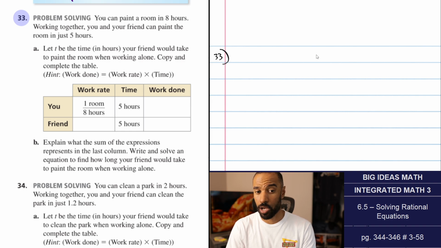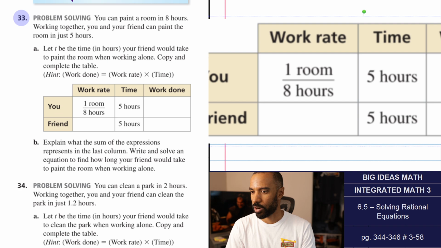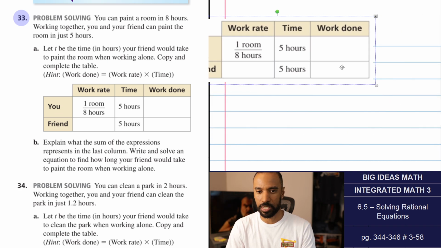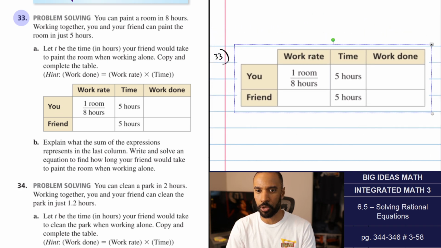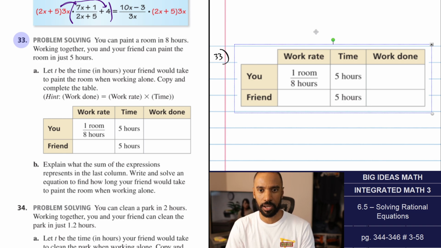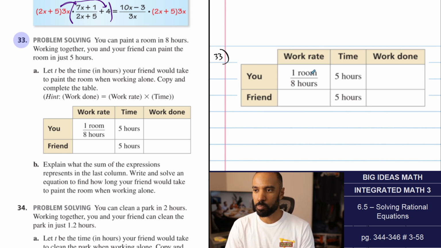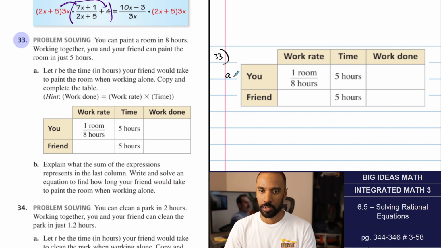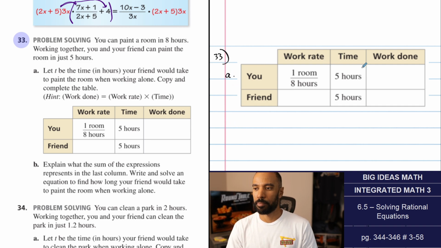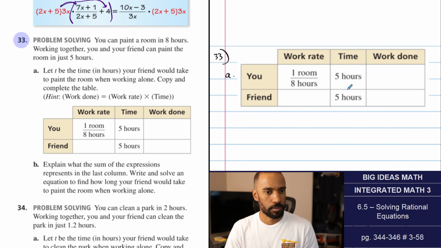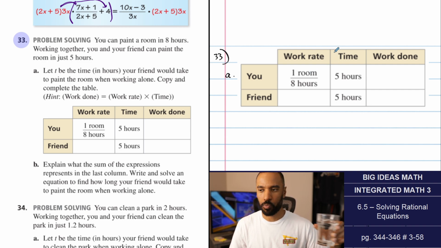So we're not solving? I don't think they're asking us to solve. They just say complete the table. Make sure everything's filled out. Maybe we have to do another one later in terms of figuring it out. Okay. Well, there's a part B. I just realized that. So part A. Let T be the time your friend would take to paint the room.